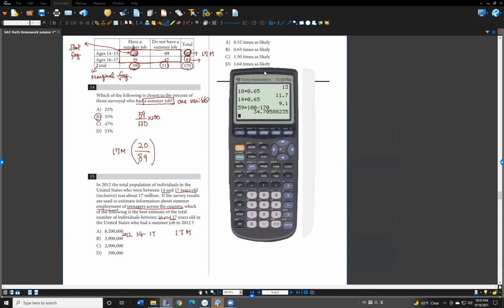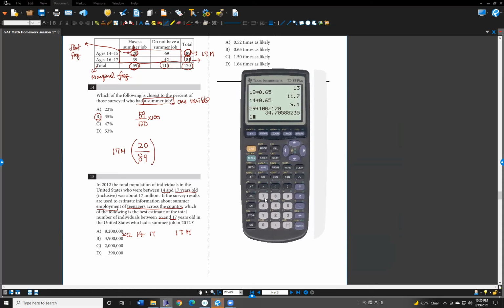Okay, this 17 million, don't forget that is M there, times 20 over 89. Okay, how much is this one? 3.8 million, right? Which is 3.8 million. This is approximately, okay? B is the answer.